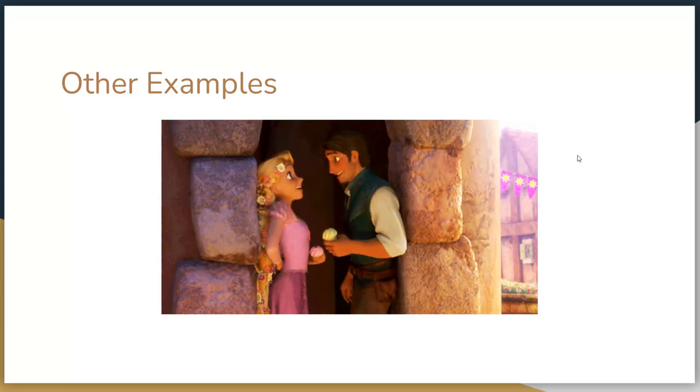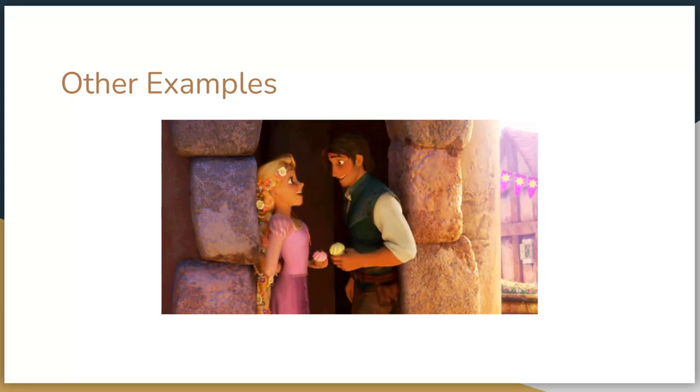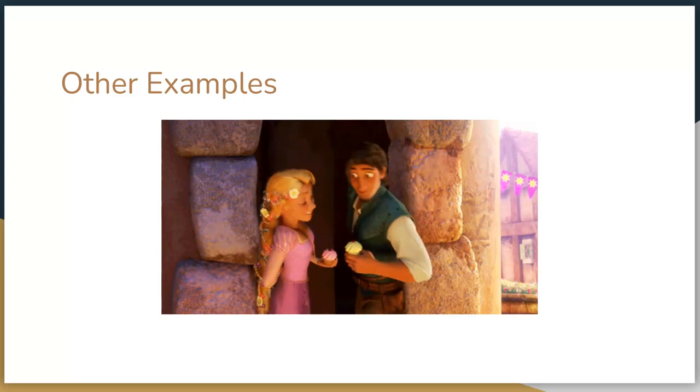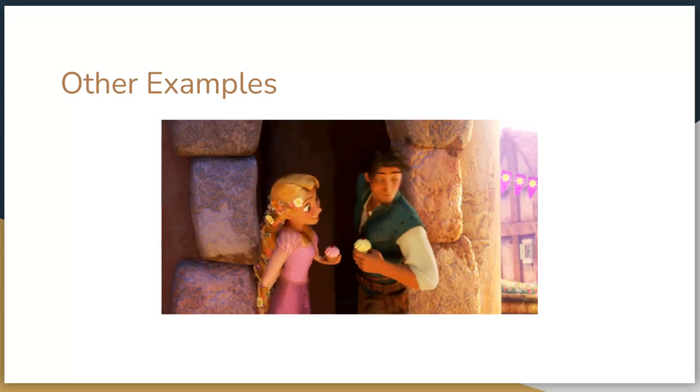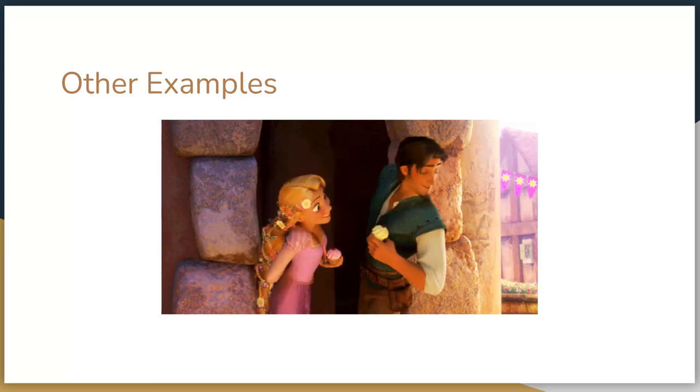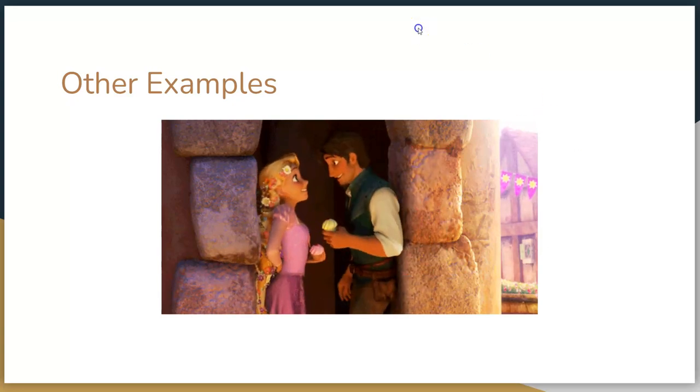Some other examples of round characters are Flynn and Rapunzel from the movie Tangled. Again, we see multiple aspects to their personalities. We understand what motivates them throughout the story. For example, with Rapunzel, she is very conflicted in the story because she knows she's supposed to stay in her tower, but she's always longed for more. And we really see her battle that internal conflict. And so that gives us a really good understanding of her personality. It gives us lots of different features to think about with her. And so she and Flynn both are round characters.